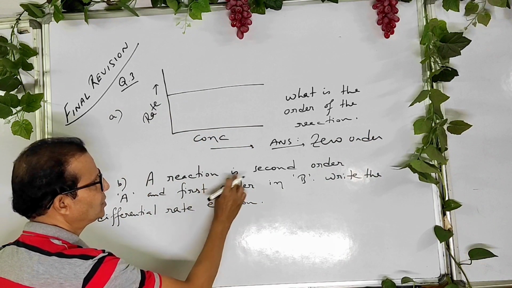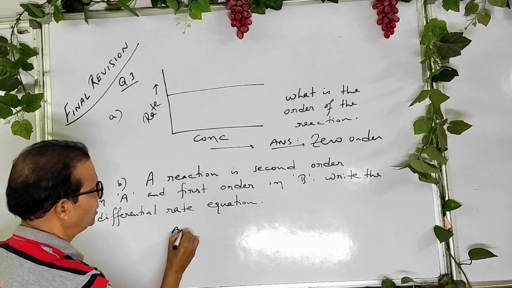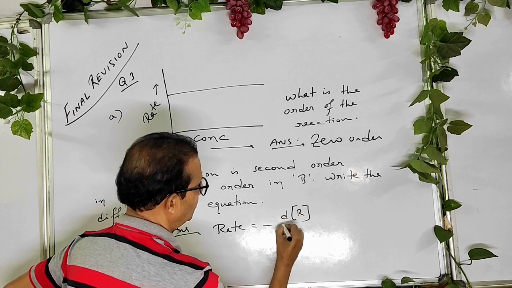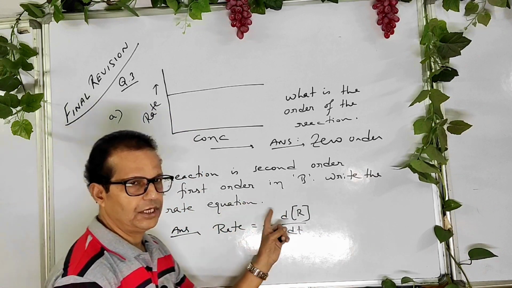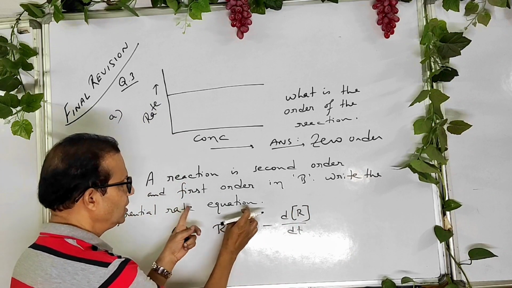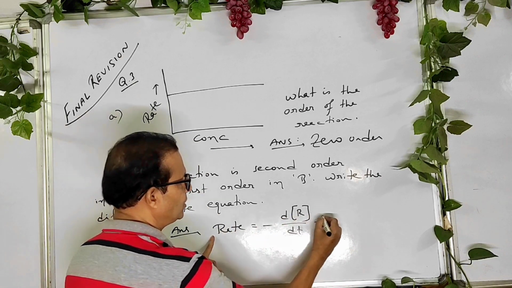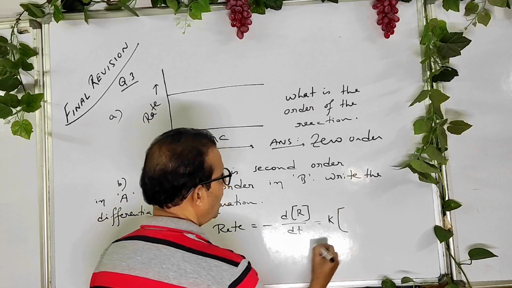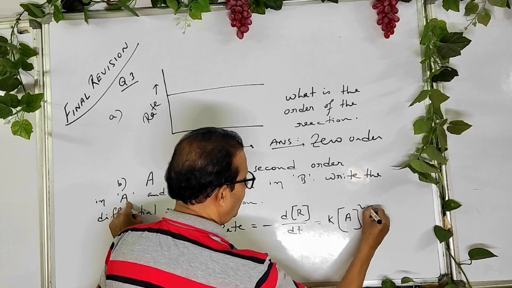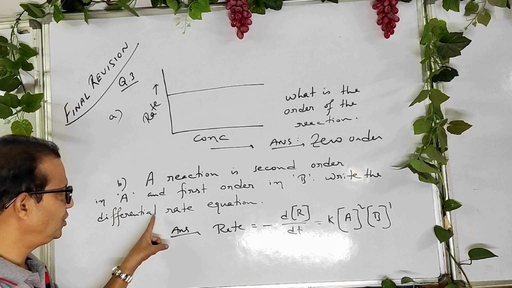Second question: a reaction is second order with respect to A and first order with respect to B. Write the differential rate equation. So the answer is rate equals minus d[R]/dt. I have seen questions relating to this. Instead of giving the direct differential rate equation, sometimes they give this, find this. This and this are the same, equals to, whenever you write any rate equation, one constant will arise. Now, according to the question, the rate depends on the second order of A and first order of B. So this is the answer. This equation is called the differential rate equation.